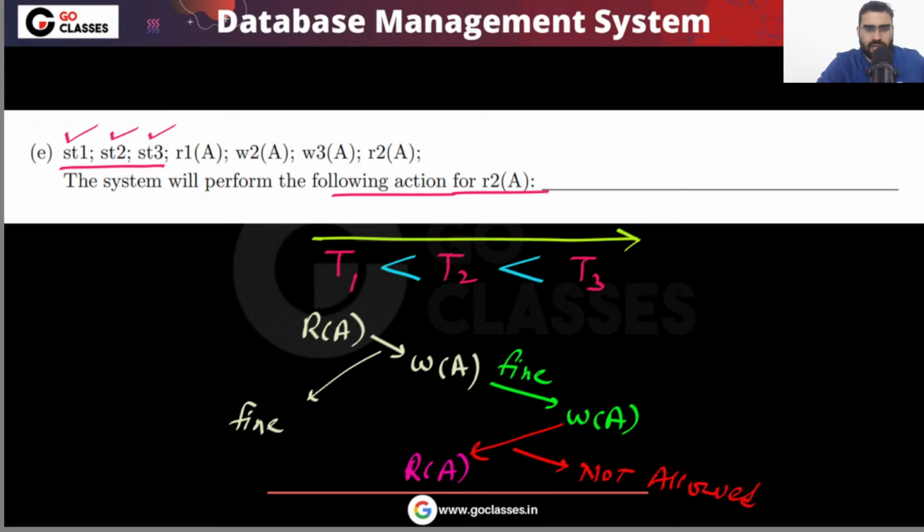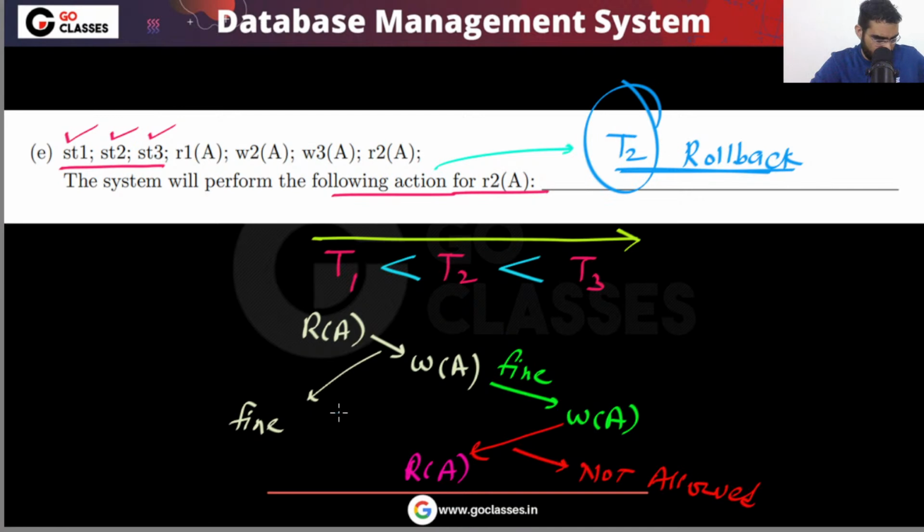It will not be allowed. So at this point of time, what action will be taken? I can say T2 will roll back. Transaction T2 is going to roll back. The entire transaction T2 will roll back. The rollback happens for the transaction, not for the operation. So this operation will not roll back; the transaction will roll back. Transaction T2 will roll back here.